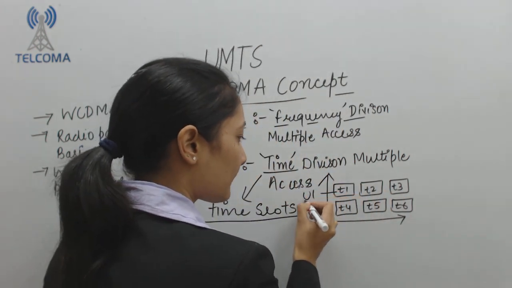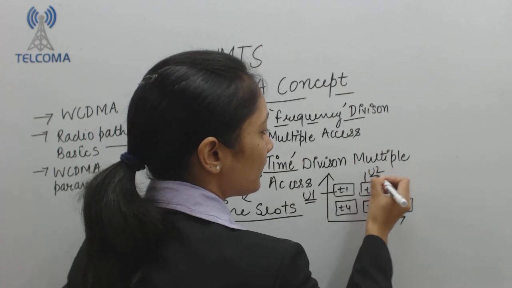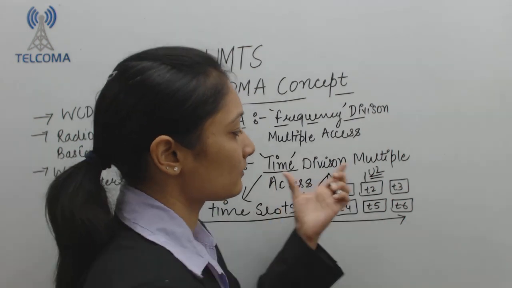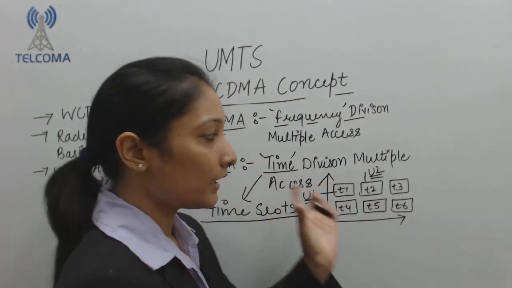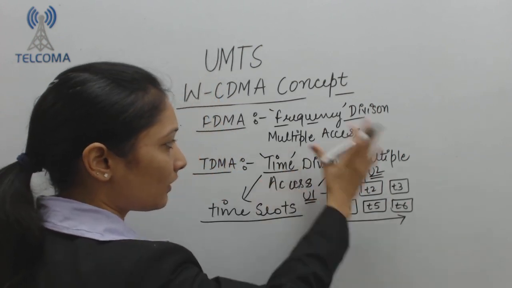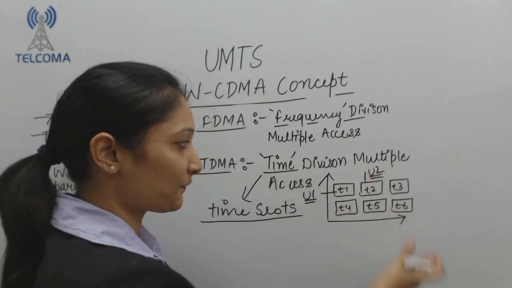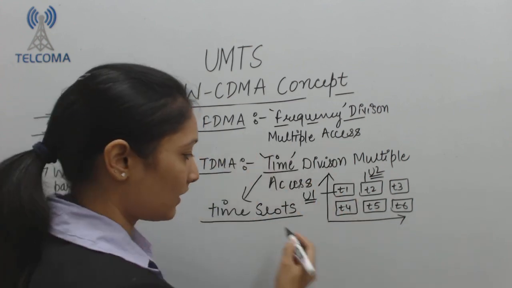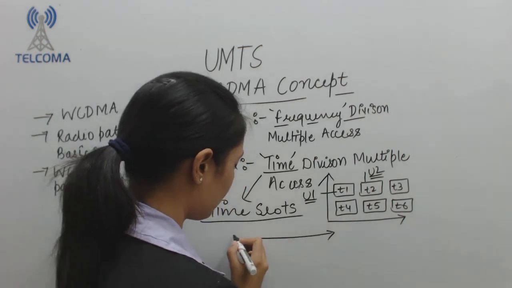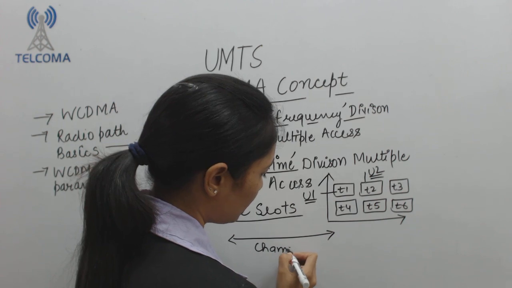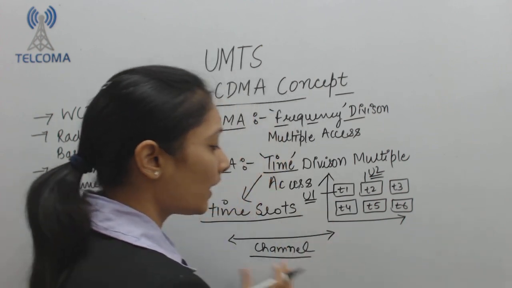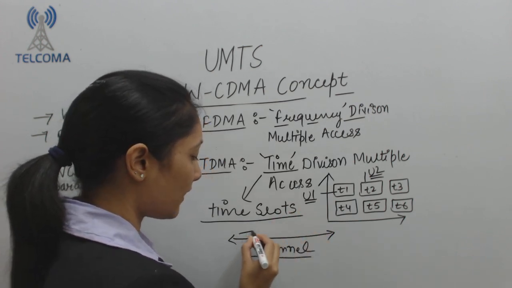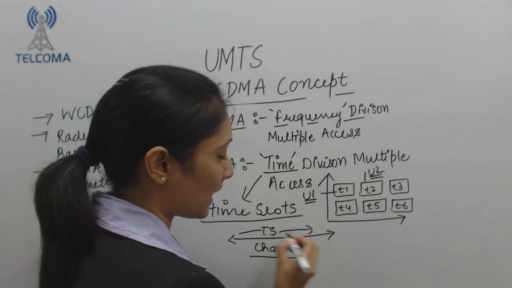So each user will have its own time slot to carry its transmission. For the reception and transmission of data, we have different time slots. So that means the resource, the frequency, can be utilized here more efficiently as compared to the previous technology. If we have one channel here in TDMA, it is not allocated to a user dedicatedly. What will happen? This will be divided into a number of time slots.